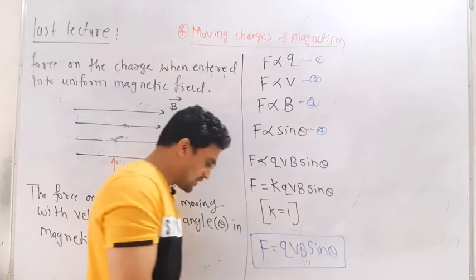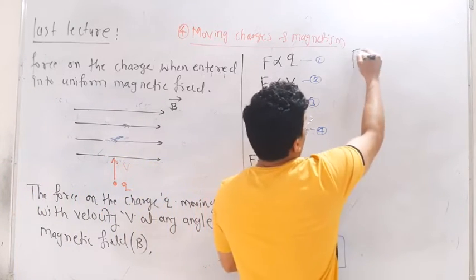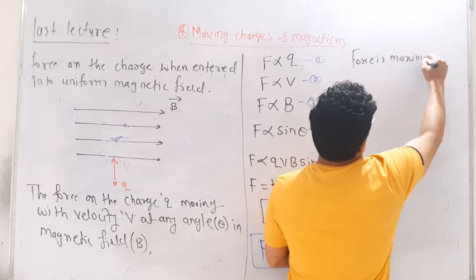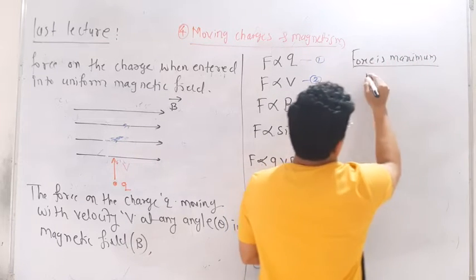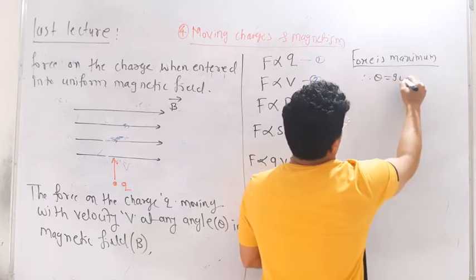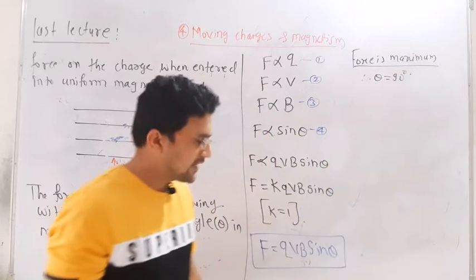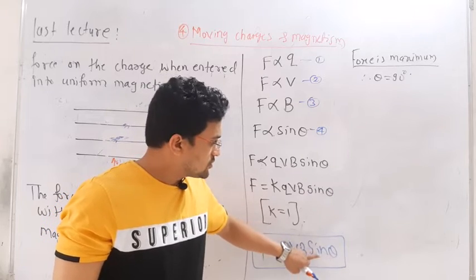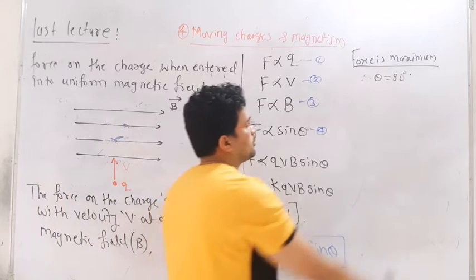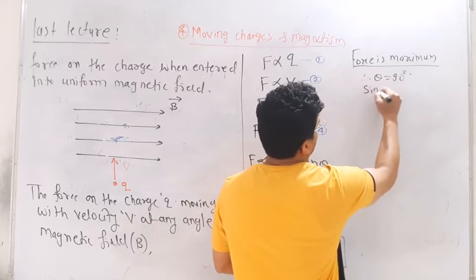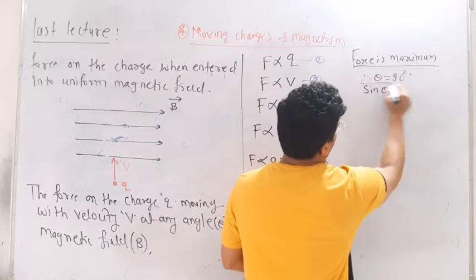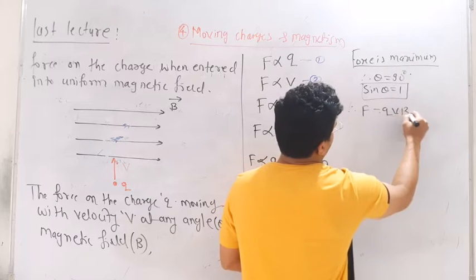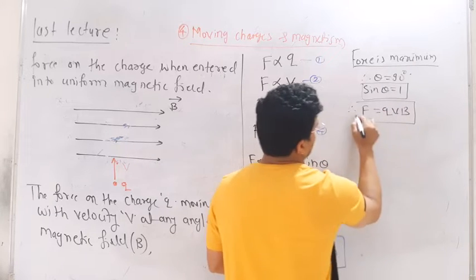Now from this equation, the force is maximum if theta is equal to 90 degrees, because it only depends on theta. When theta becomes 90 degrees, sine of 90 becomes 1. Hence the force will be only QvB itself. So this is the maximum force, F max.